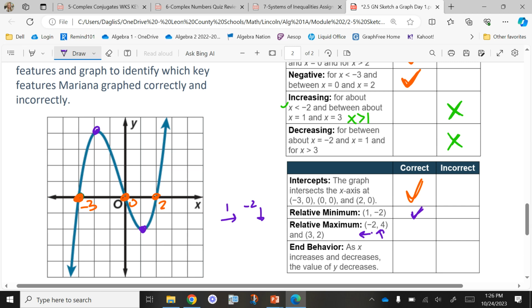But how about 3, 2? 1, 2, 3, up 2. Is that a part of a turn? No, it's not even on my graph.